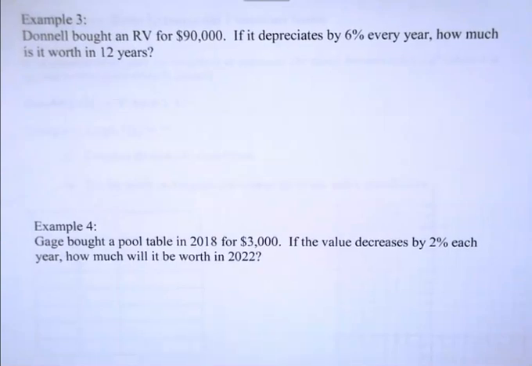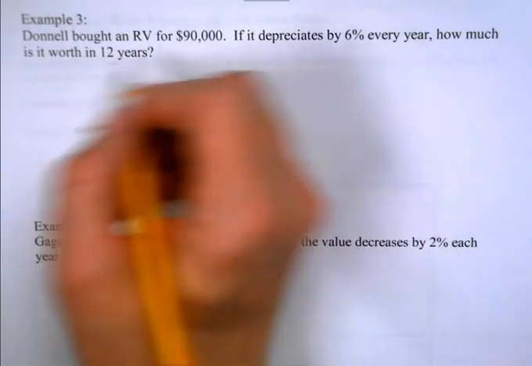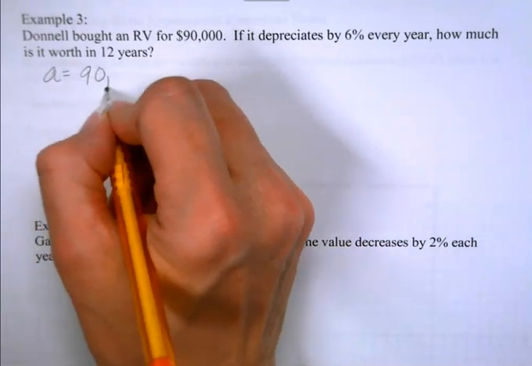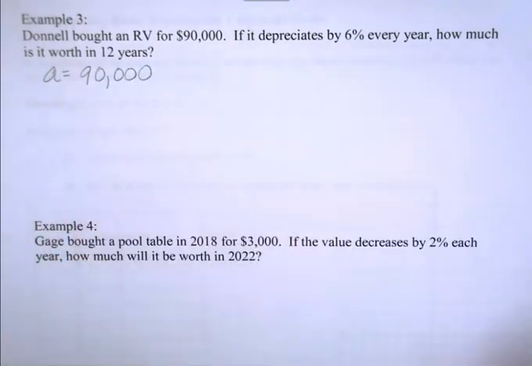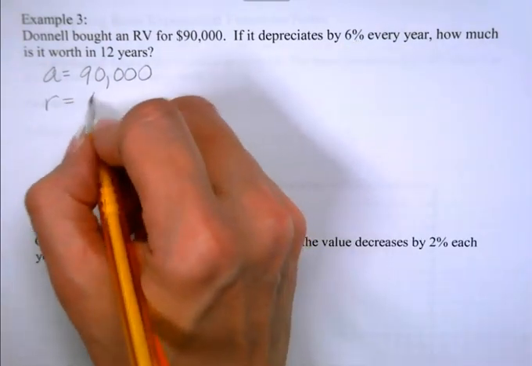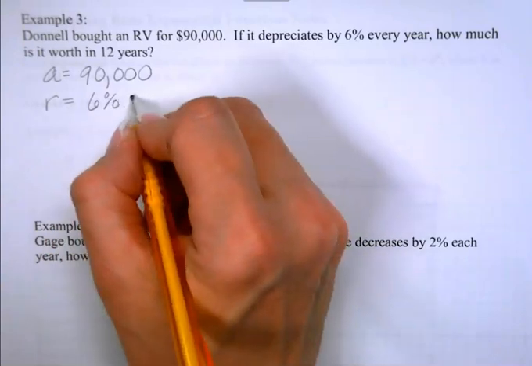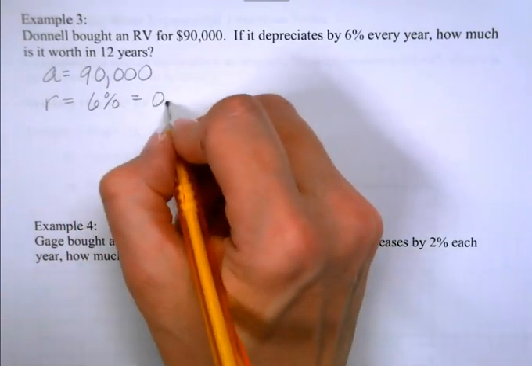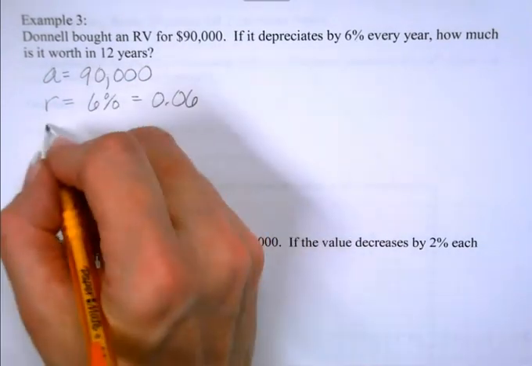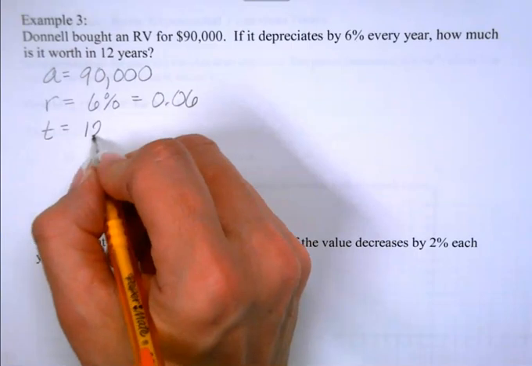Dunnell bought an RV for $90,000. If it depreciates 6% every year, how much is it worth in 12 years? So we know our initial amount, my A value, is $90,000. My R is 6%. We need to write that as a decimal, so that's 0.06. And I've given my time, so 12 years.